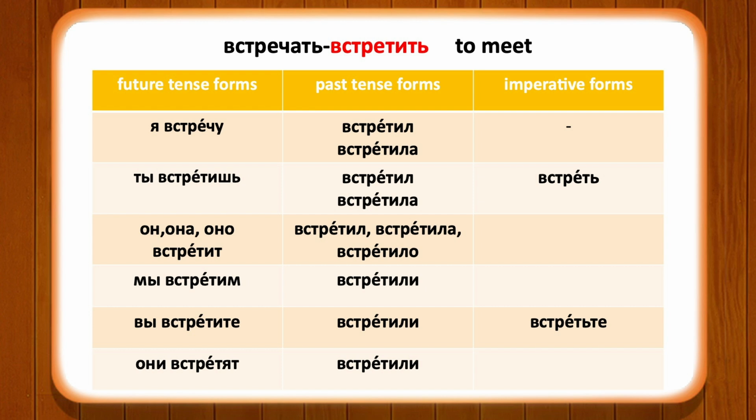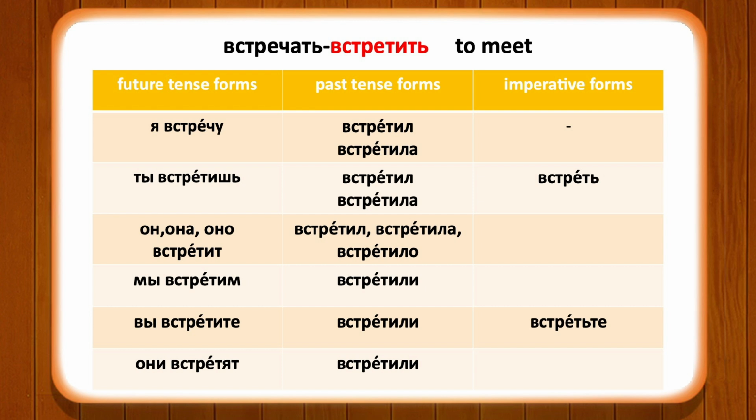Ani vstřečat. We'll repeat. Ya vstřeču. Ti vstřečiš. On vstřečit. My vstřečim. Vy vstřečiče. Ani vstřečat. These are the future tense form of the verb vstřečit. Let us do the past tense form.